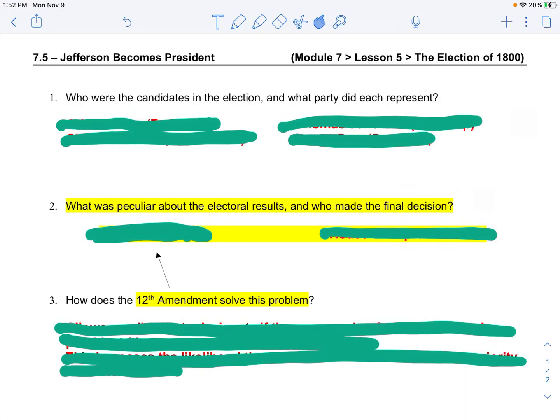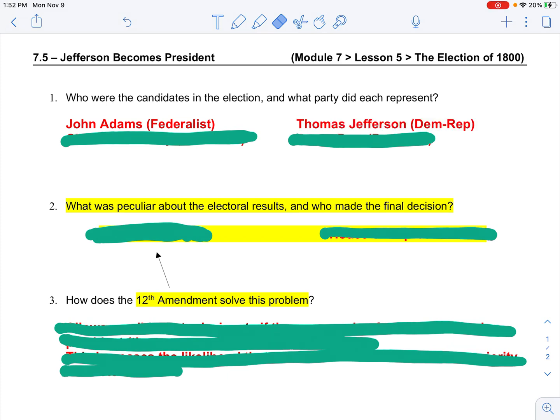Hey guys, we've made it to the election of 1800. John Adams has been president for 4 years, and he is running for re-election as a Federalist, of course. His vice president, who is Thomas Jefferson and is a Democratic Republican, is also running in this election. So number one, who were the candidates and what party did they represent?